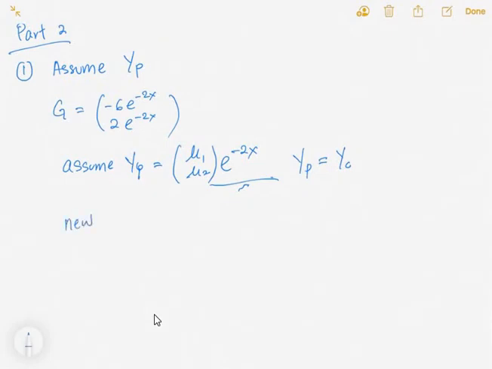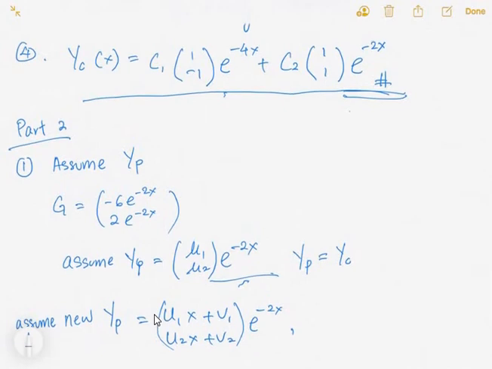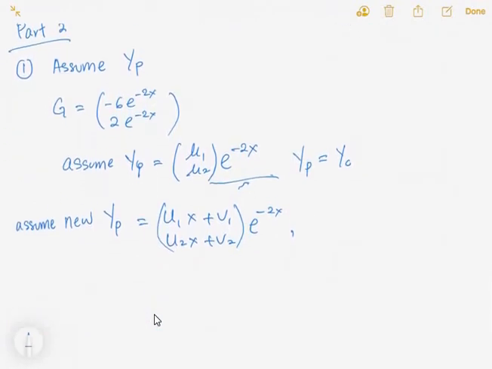So we need to assume a new y_p. So the new y_p is equal to (u1x plus v1, u2x plus v2), and then multiply with exponent negative 2x. And then you check again. Is this new y_p the same as the y_c? Okay, it's not the same. Then this is your latest y_p value.